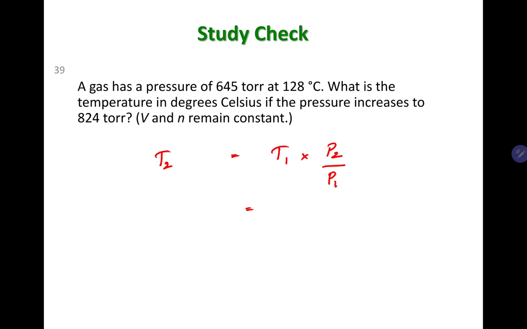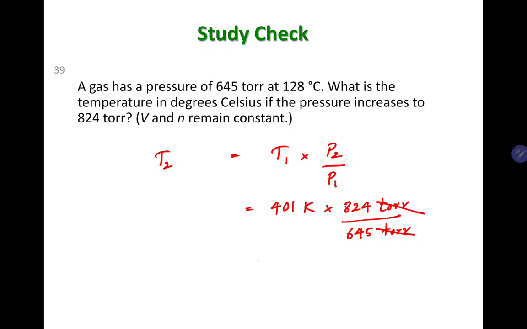T1 is 401 Kelvin. Remember, you have to add 273 to it, so it will be 401 Kelvin. And then the final pressure is 824 torr, and the initial pressure is 645 torr.